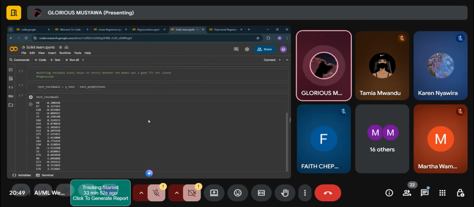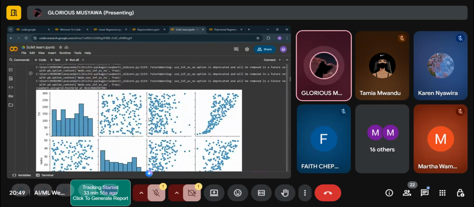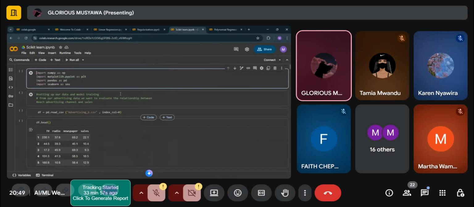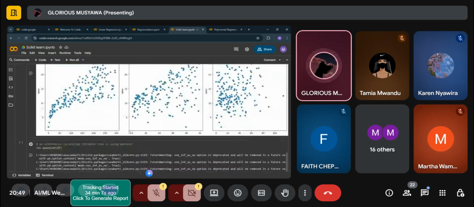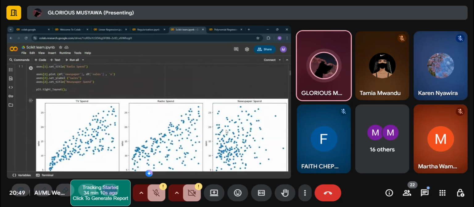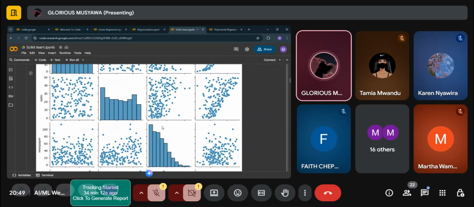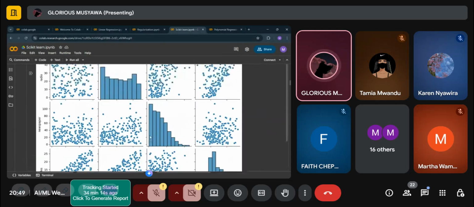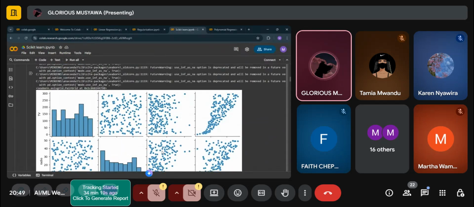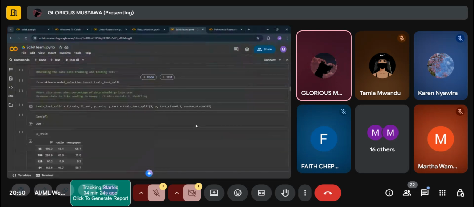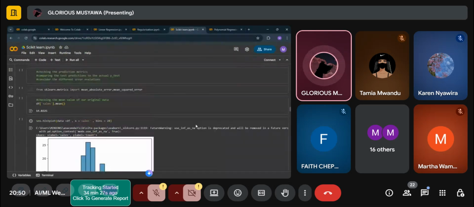Mine is pretty much the same as yours: just checking the data, getting to know my data. I just do a high level, but I'll share the files with you. Just exploring the TV, the radio, and the newspaper. Group one had something similar to this. It helps you to see the distribution. These are histograms. At least you get to compare and see how they match against one another. It's a pair plot. Yeah, just the same thing.